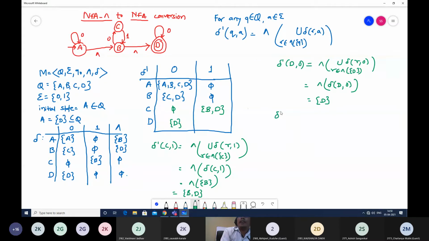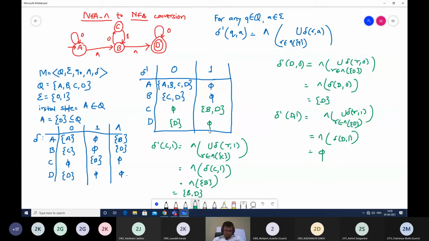And finally delta dash of D comma 1, which will also be null closure of union of delta of R comma 1, where R belongs to null closure of D. This is nothing but null closure of delta of D comma 1, which will come out to be phi. So this is phi.